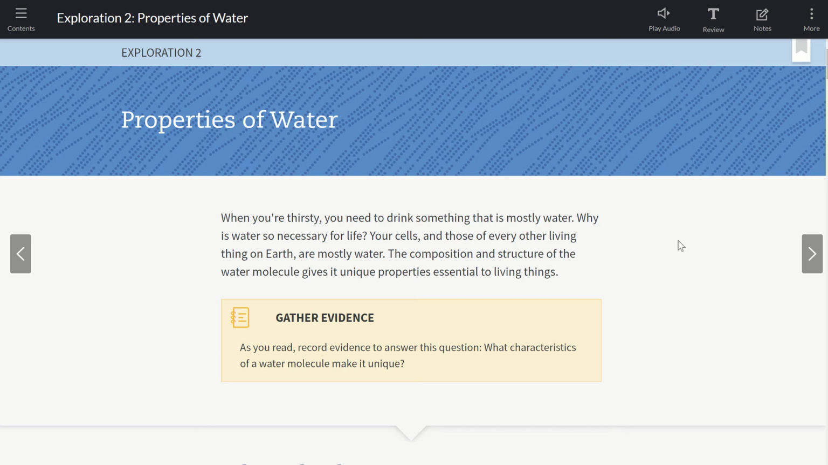In Exploration 2, we're going to continue talking about chemical bonds, but specifically as they relate to the properties of water. Now, we discussed in the introduction how water is an incredibly important molecule, and we're going to look at what makes it unique today.